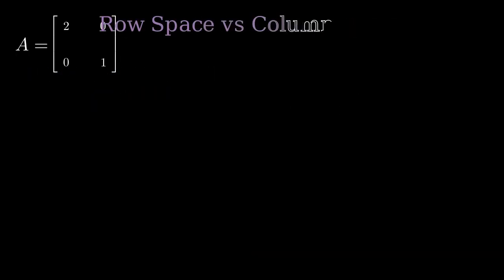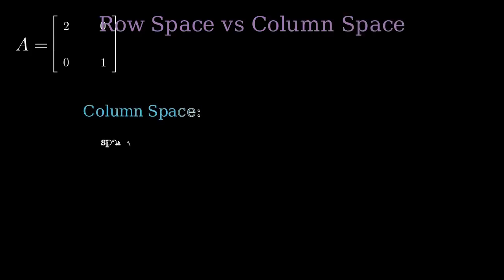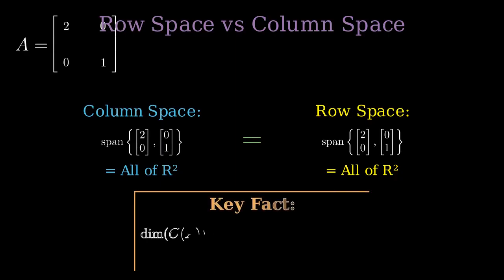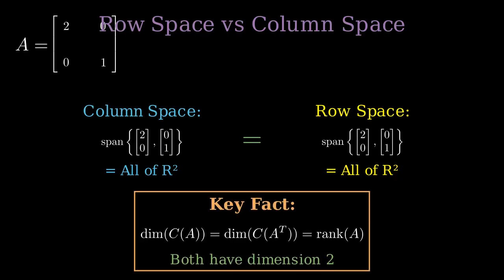Here's an important observation about row space and column space. For our matrix, the column space and row space are actually the same. They're the same because our matrix is symmetric and full rank. More importantly, their dimensions are always equal. This is the rank.